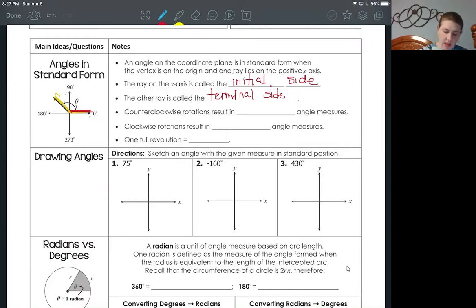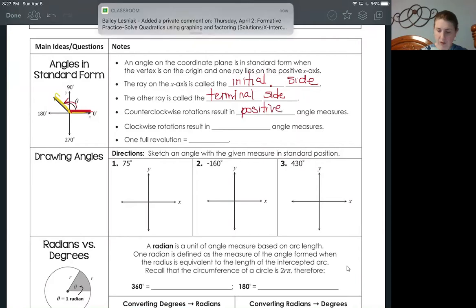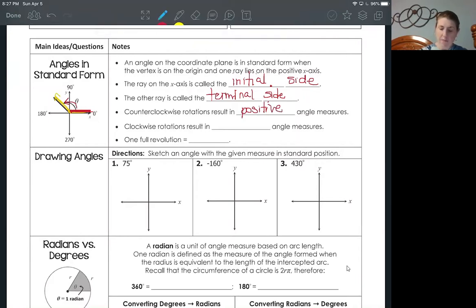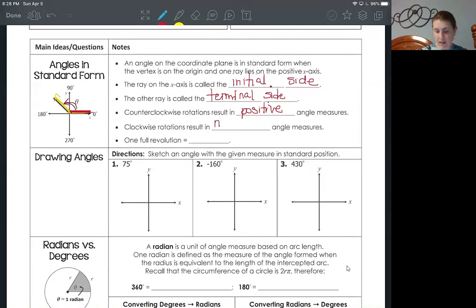Anything that's rotated counterclockwise, the way the quadrants run, is going to give us positive angle measures. So if it's following the way of the quadrants, that's positive. And if it goes the other way, clockwise, backwards, then that's going to give us a negative angle measure. One full rotation is 360 degrees. We know that that's a circle. So all the way around is going to be considered 360 degrees.